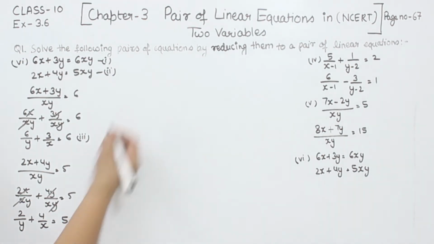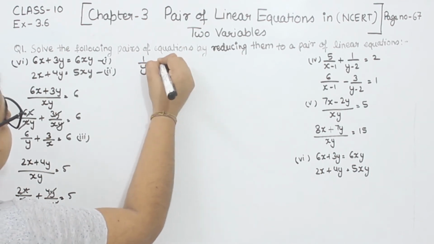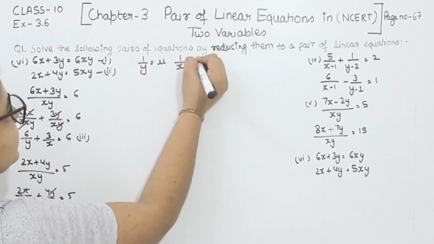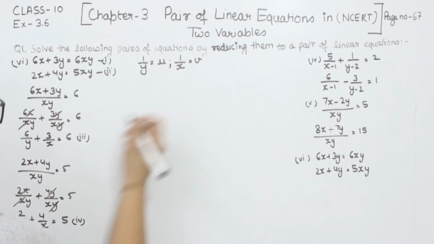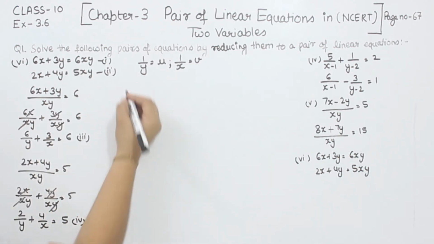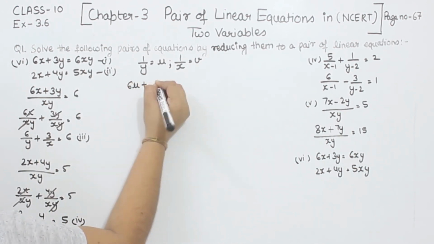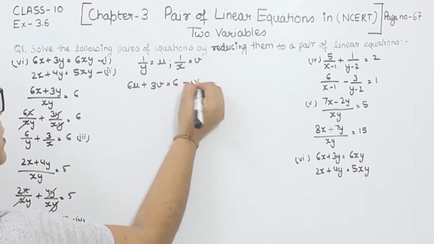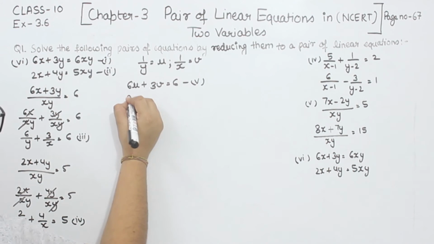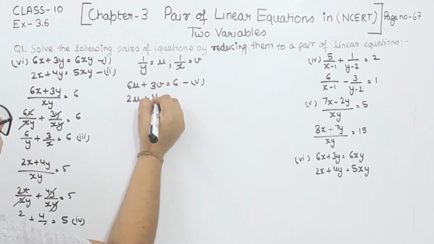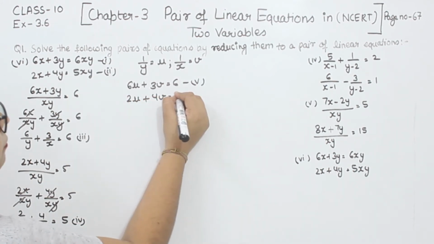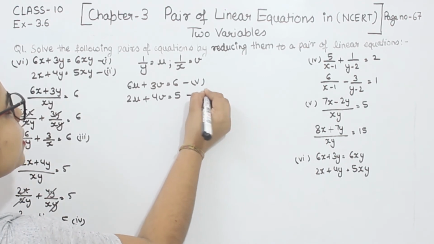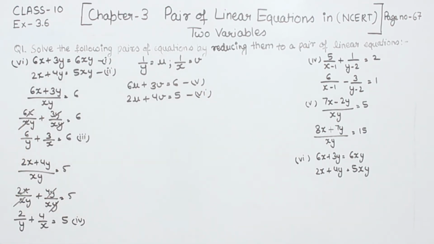Now we are going to let 1 by y equal to u and 1 by x equal to v. So here we are having first equation: 6u plus 3v equal to 6. This one we are having is equation number 5. Then we are having this one, 2u plus 4v equal to 5. So this one we are having is equation number 6 here. Now we have to solve this one.